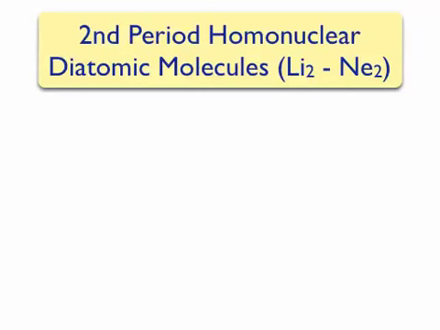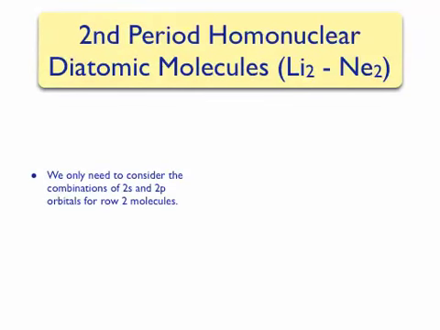In the second row, the valence electrons for the atoms are in 2s and 2p orbitals. We only need to consider the combinations of these orbitals for row 2 molecules, since 1s orbitals are now considered core electrons. That is, they will not participate in the chemical reactivity or contribute to the chemical properties of the molecule.